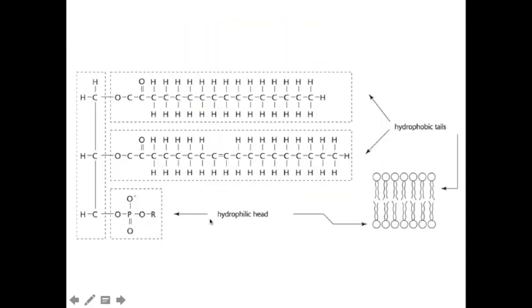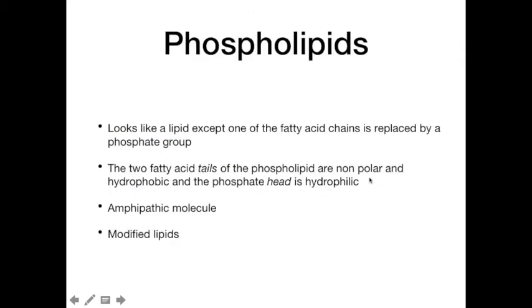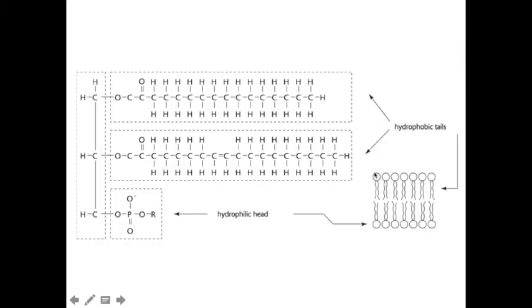Okay? Now, the phosphate group has a charge. Therefore, it is polar. It's hydrophilic. But the rest of the molecule is hydrophobic. So we've got this structure. This is called the head, and these are called tails. So a phospholipid has a structure of a hydrophilic head and hydrophobic tails.